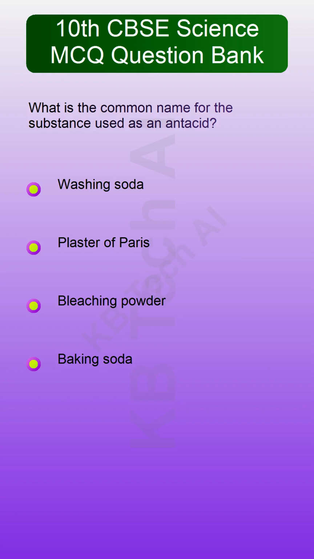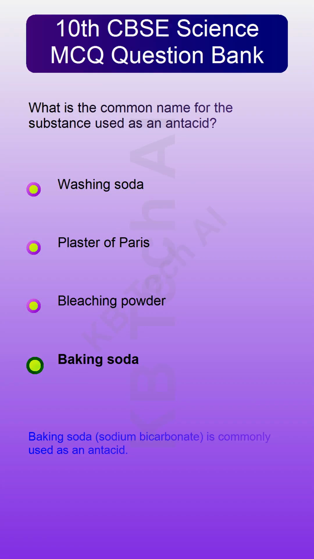What is the common name for the substance used as an antacid? Option 1, washing soda. Option 2, plaster of Paris. Option 3, bleaching powder. Option 4, baking soda. The answer is option 4, baking soda.